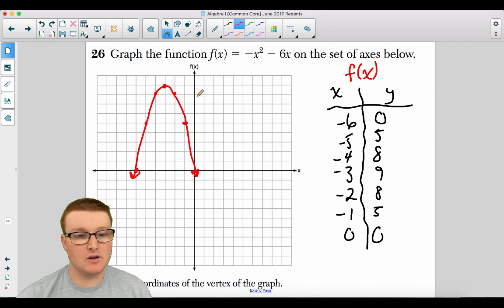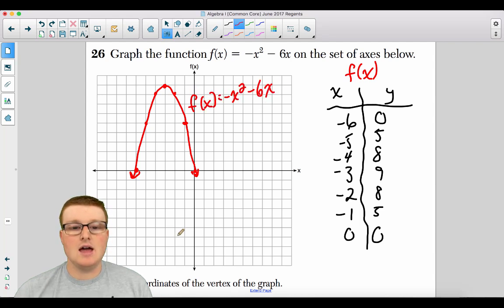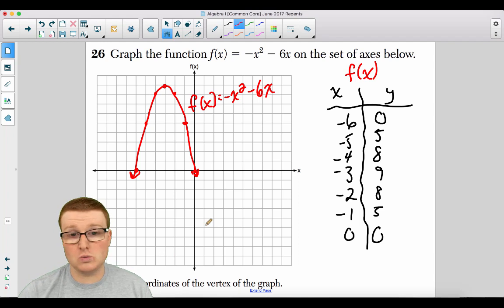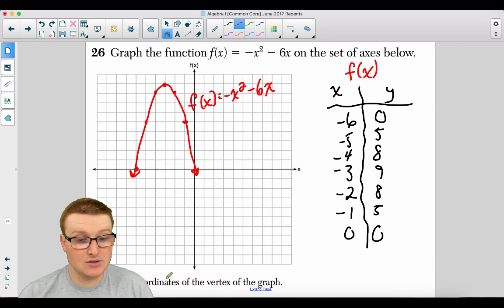All right. And, of course, you label f of x is equal to -x squared minus 6x. Then it says, so that would actually give you 1 point. Then it says state the coordinates of the vertex of the graph.